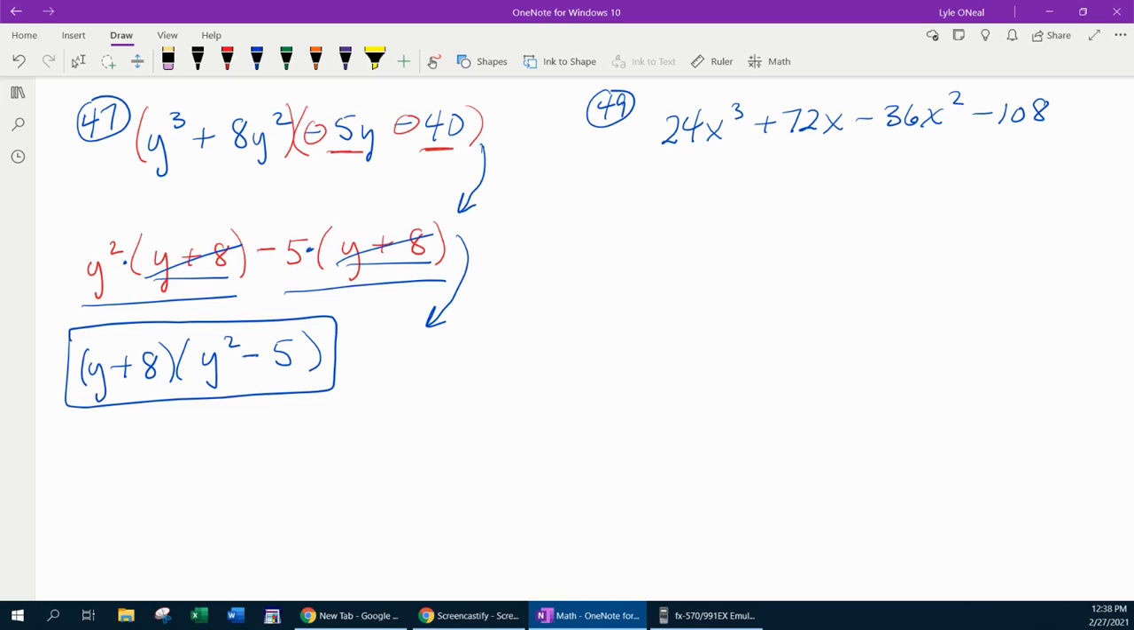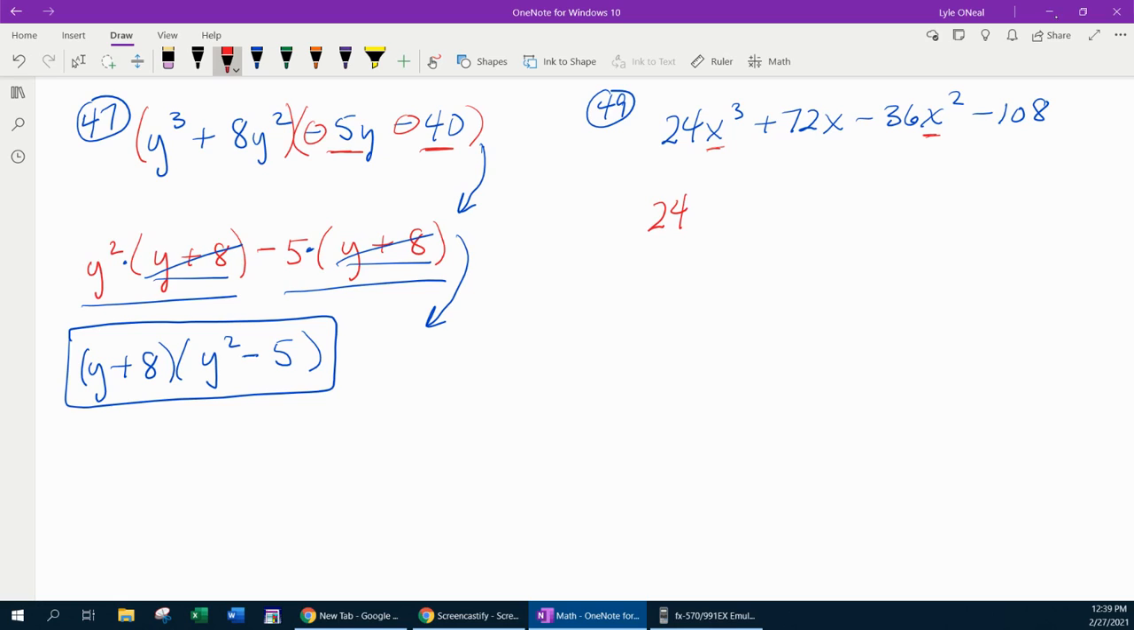All right, next, number 49. Here we have another 4-term polynomial. And the very first thing I notice is that it's not in descending order. Notice here's the x cubed, and then here's the x squared. So the first thing I really should do is rewrite this in descending order.